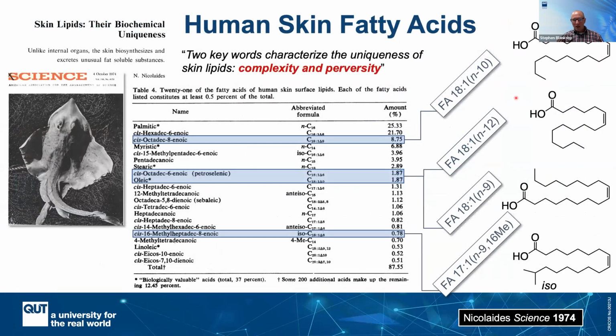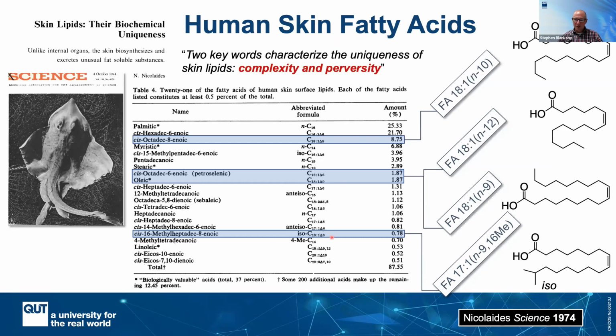So I guess just in the last part to say, if you think that you've got weird fatty acids, the place to look, according to the literature, is in vernix caseosa and skin lipids. So, this wonderful quote from Nicolaides' classic paper: two words characterize the uniqueness of skin lipids: complexity and perversity. And so I said at the beginning that these N10 double bonds are sort of non-canonical. They're not in conventional metabolism, except in the sebaceous system of mammals and humans in particular.